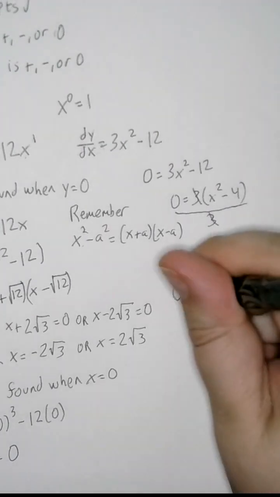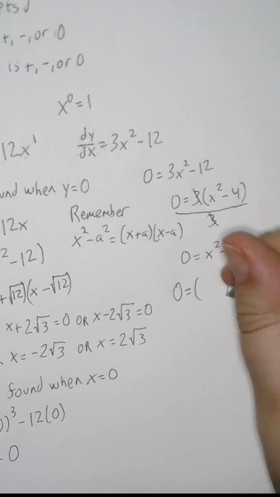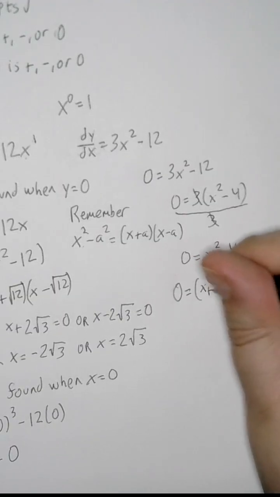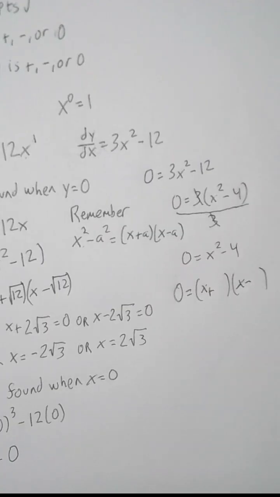So 0 is equal to x here plus minus there. What's the square root of 4?